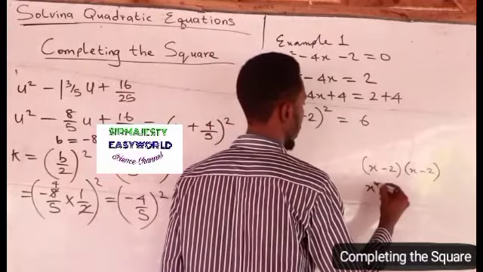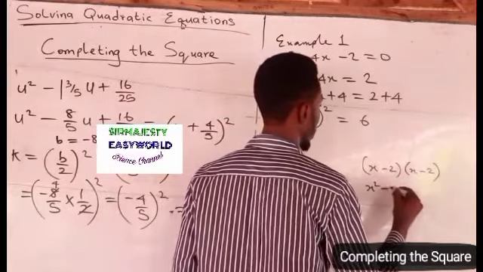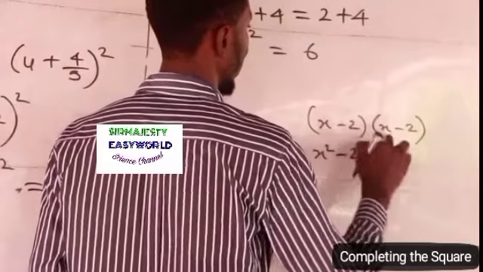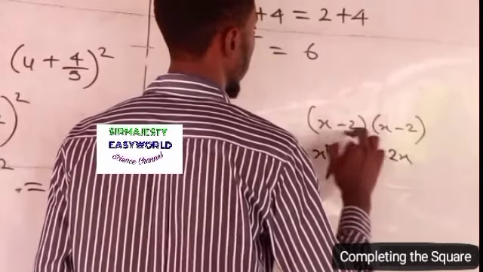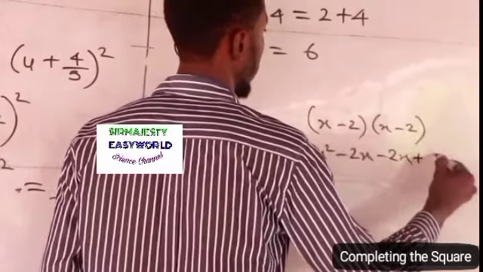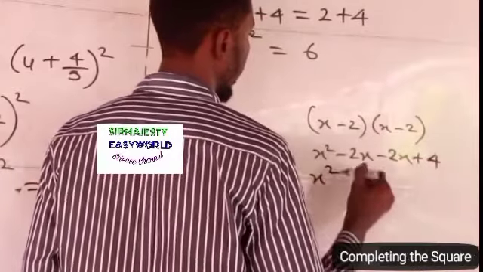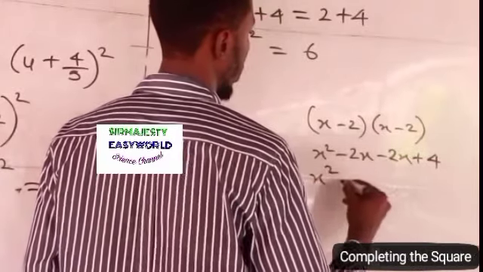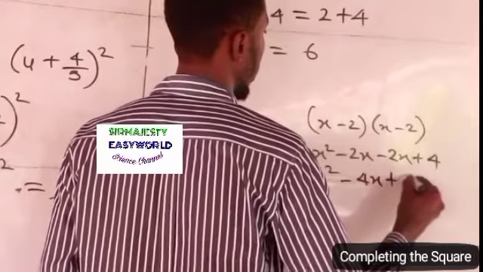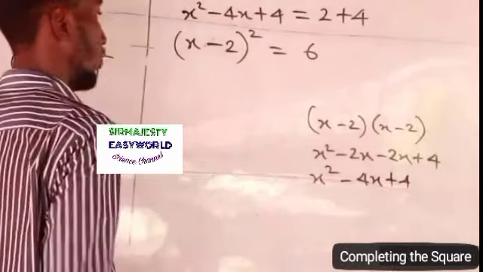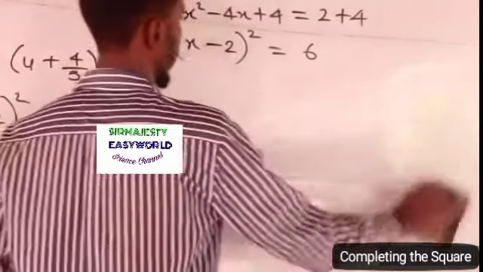X times x gives us x squared. X times minus 2 gives us minus 2x. Minus 2 times x gives us minus 2x. And minus 2 times minus 2 gives us plus 4. So we collect like terms. Minus 2x minus 2x is minus 4x plus 4. So yes, the factorization is correct.